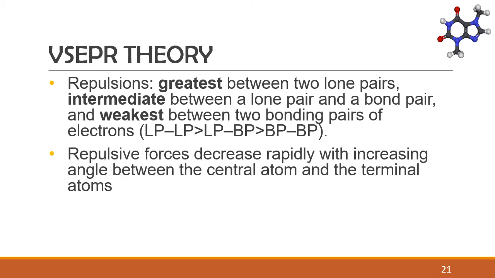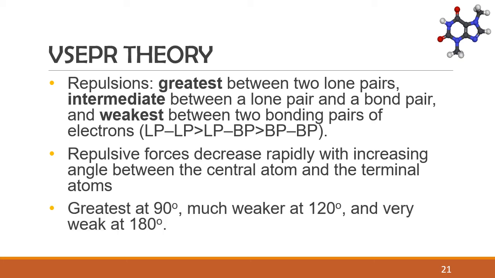Repulsive forces decrease rapidly with increasing angle between the central atom and the terminal atoms. Thus, repulsions are greatest at 90 degrees, weaker at 120 degrees, and weakest at 180 degrees.